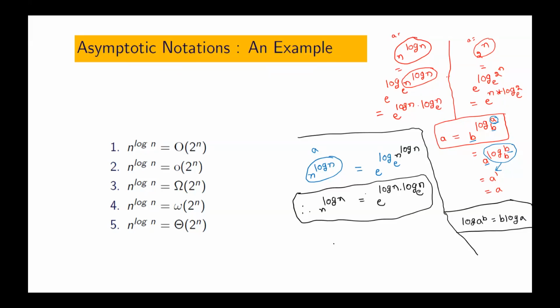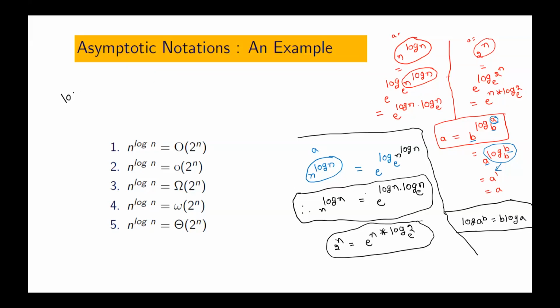Similarly, 2 power n can be written as e power n into log 2 base e. Now you compare right hand side values instead of left hand side. From that, is it possible to conclude easily?